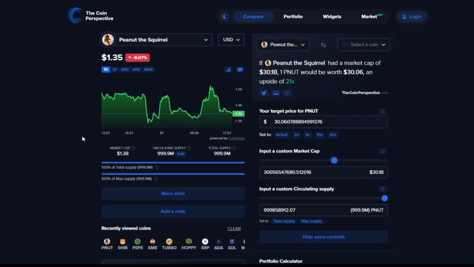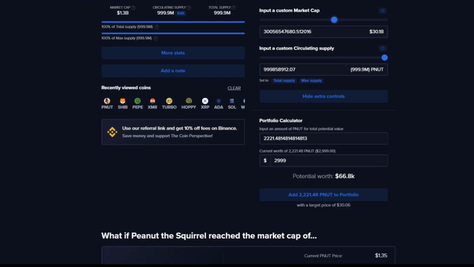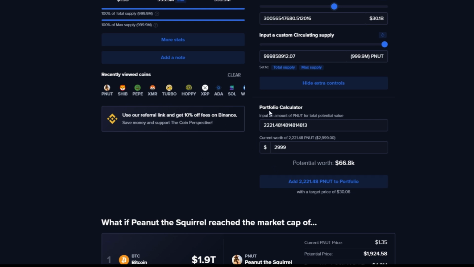Peanut the squirrel can go to a $30 billion market cap, whereas SHIB going to 100 is still only going to give you about a 500, 600%. So you would get more multipliers with Peanut the squirrel. But that is how you use this website. I always take what I want to invest in a coin and I compare it to other coins and see where the best multipliers are.